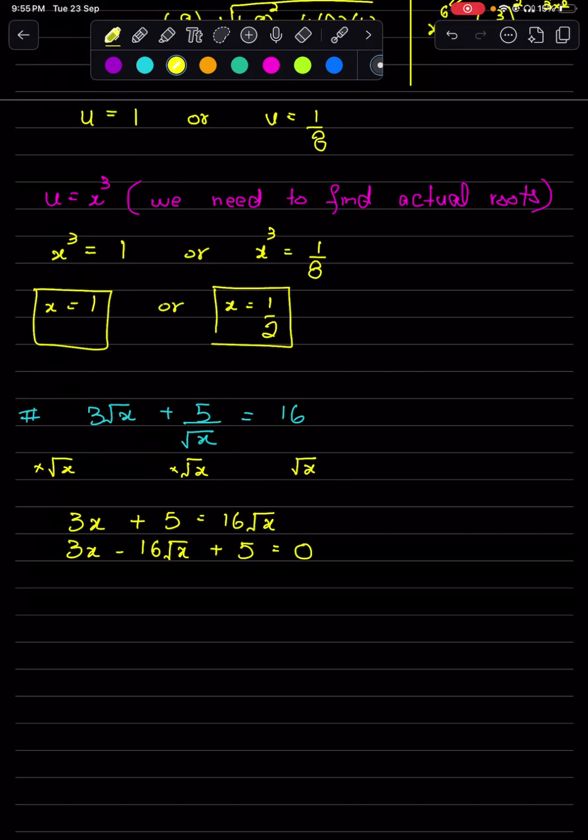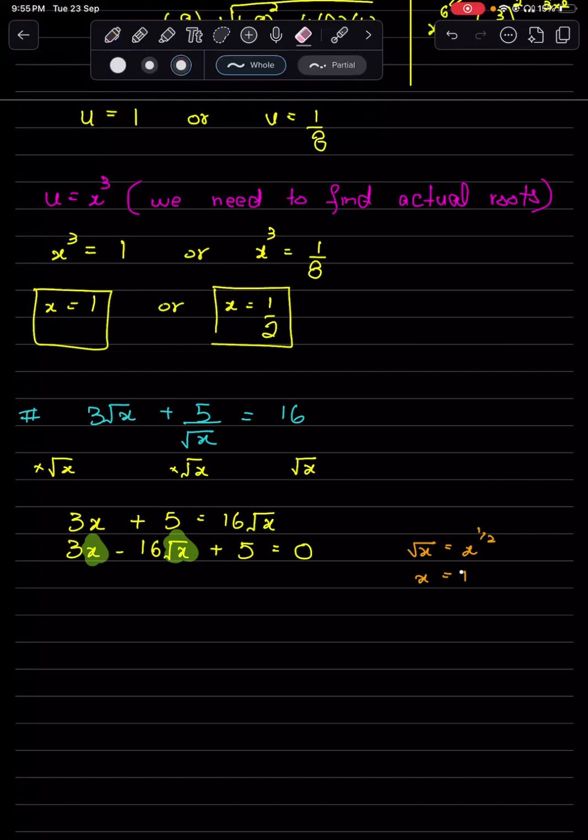Okay, now you see that this and this, their powers are double of each other, right? How? Root of x is basically x to the power 1 over 2, and x is actually x to the power of 1. So 1 over 2 and 1 are double of each other.